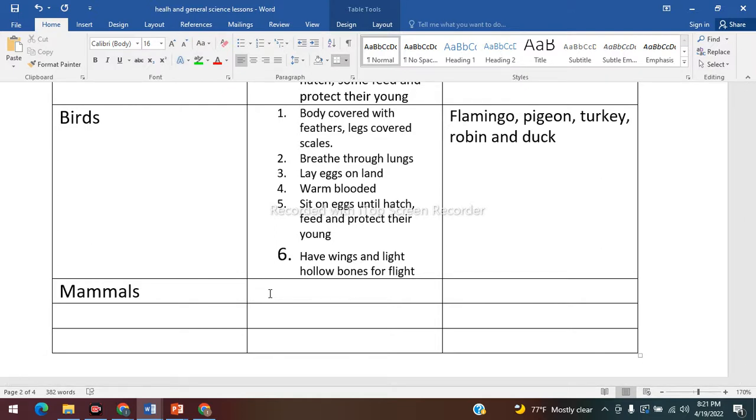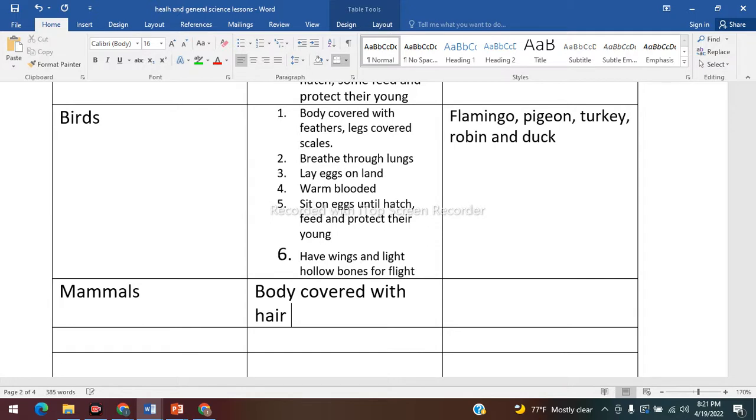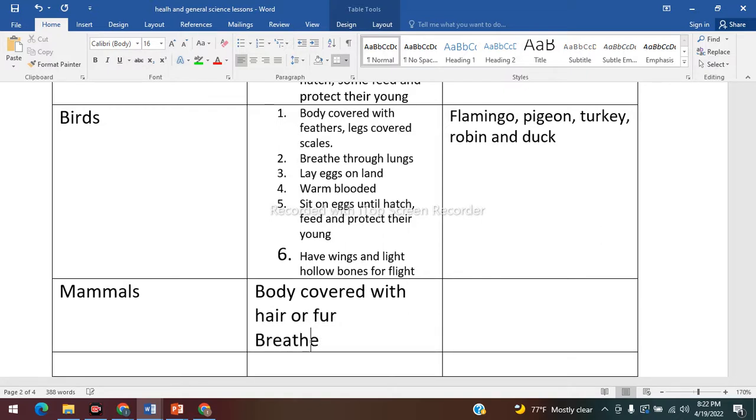The most wonderful of them all, in my opinion, of course, is the mammals. Top of the food chain, you know. Now, if y'all don't know this, the body is covered with what? Covered with fur. For wolves and stuff like that, they have fur, and for us, it's hair. We breathe through our what? Lungs.